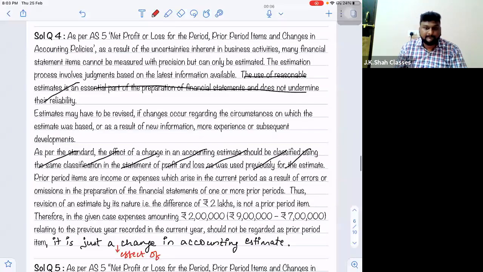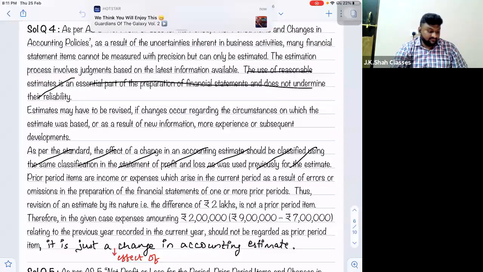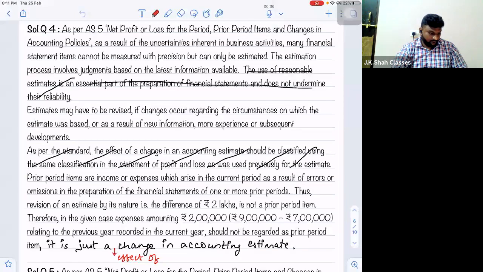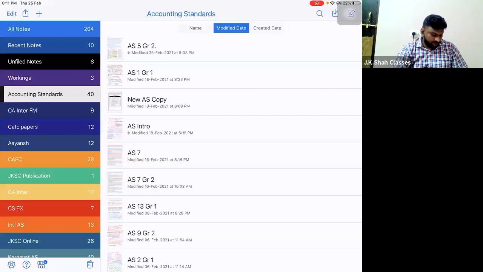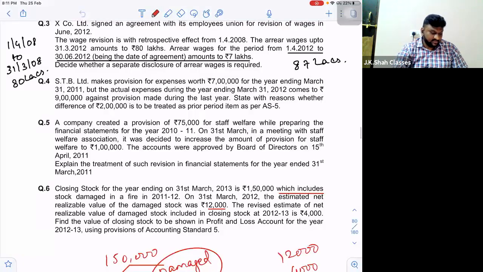Question number 4. Now let us go for the 5th question. Question number 5. What it says, a similar question. It is similar to question number 4.